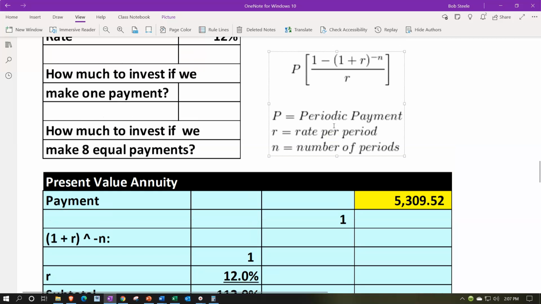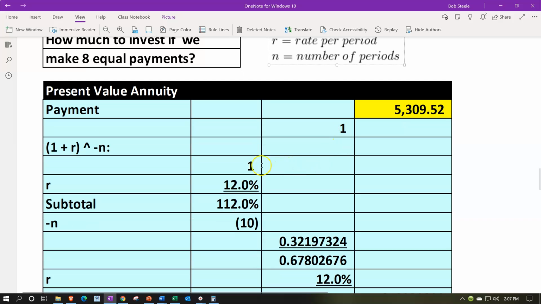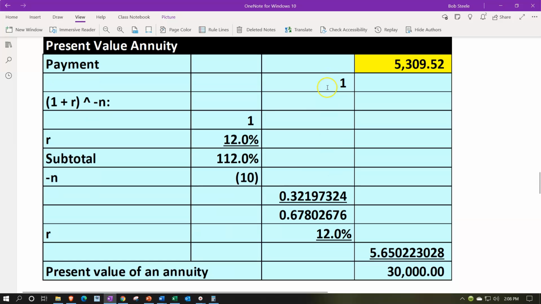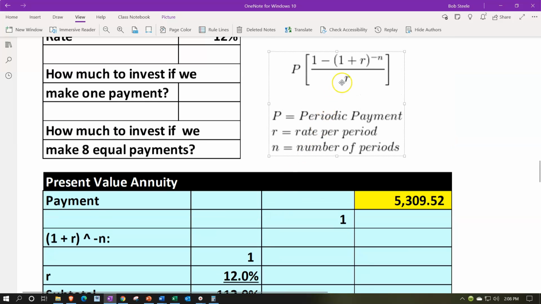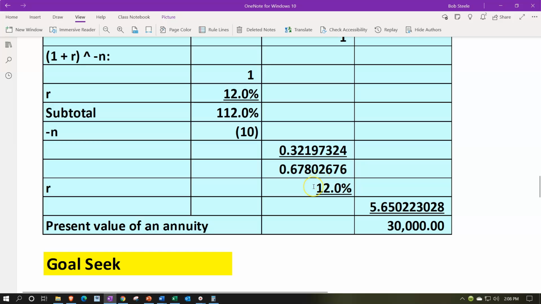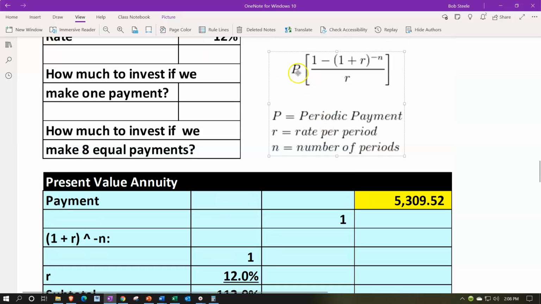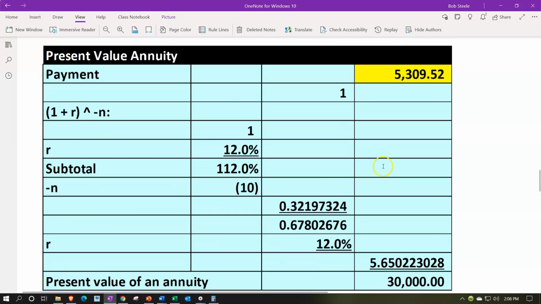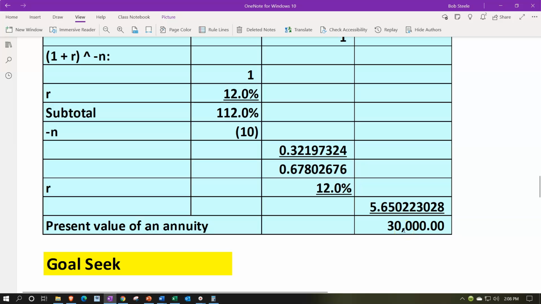Then we have the 1, and then 1 plus r to the negative n. 1 plus r would be 112%, to the negative n. Number of periods would be 10. So 1.12 to the negative 10 would be this number here. Then we're going to have 1 minus that number, which gives us this item. And then we're going to take that and divide it by the denominator, which is once again going to be the 12%. That gives us this value. So now we have P up top and this value here, and that would give us our end result as we multiply that out.